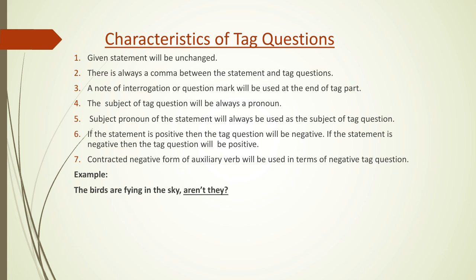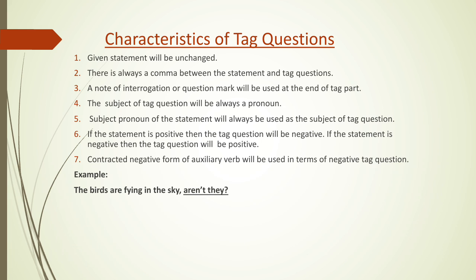Okay, number 7, that is, the contracted negative form of the auxiliary verb will be used in terms of a negative tag question. When your statement is positive, then you have to make a tag question in negative. So in terms of a negative tag question, you have to use the auxiliary verb or the contracted negative form of the auxiliary verb. In this example, it will be clear: the birds are flying in the sky.